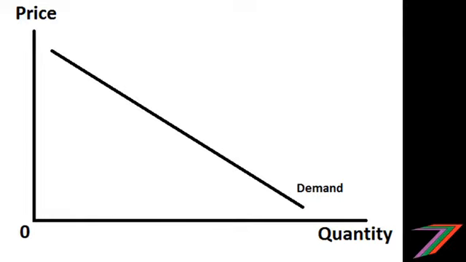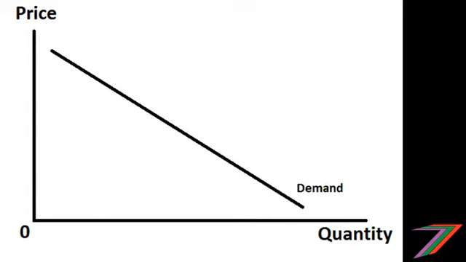So let's start with demand. So what is demand? Basically, demand is a person's willingness and ability to pay for something. It's typically represented by a downward sloping demand curve. As you can see here, this is what you'd normally see in your textbooks. So why is it downward sloping?